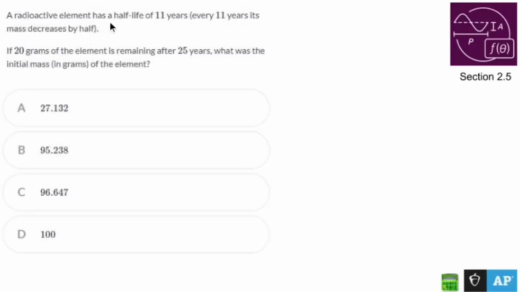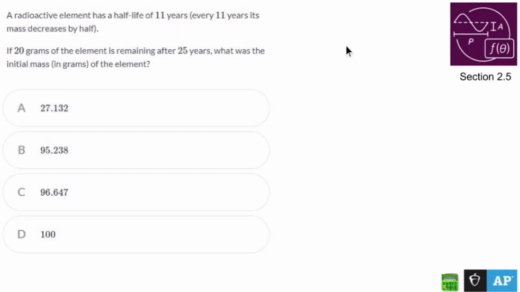A radioactive element has a half-life of 11 years. In other words, every 11 years it goes by half. If 20 grams of the element is remaining after 25 years, what was the initial mass in grams of the element? So this is what I'm going to do.